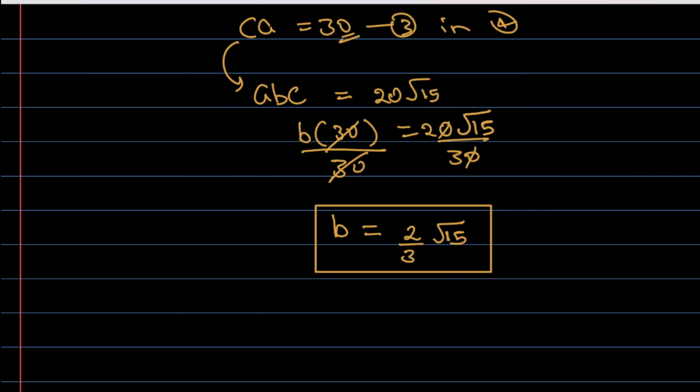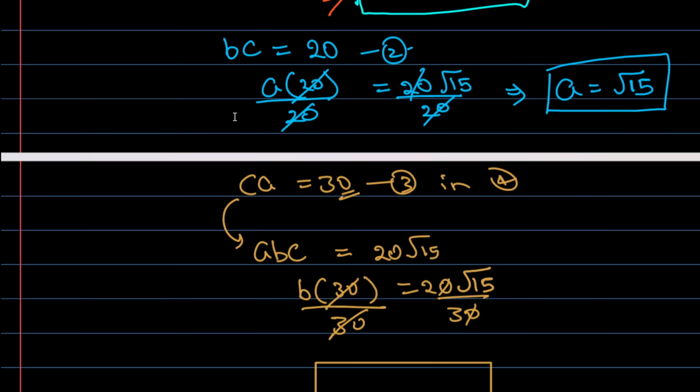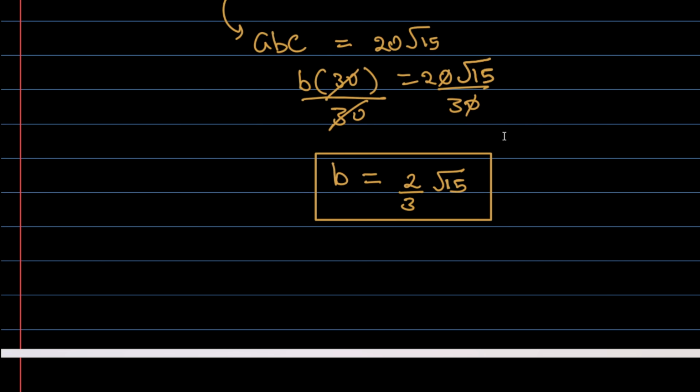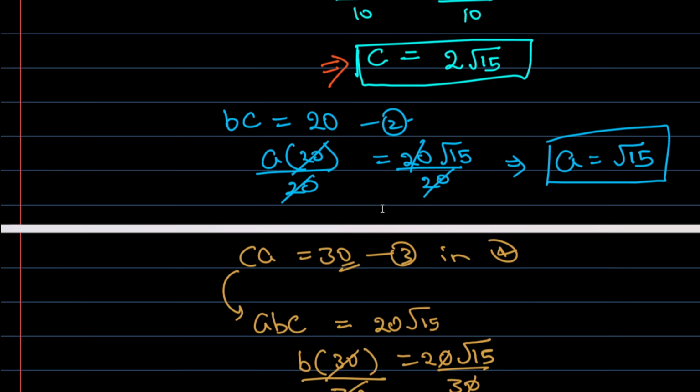So now we have got the value of A, B and C. Our value of C is 2 root 15 and A is root 15. So A is equal to root 15, B is equal to 2 over 3 root 15, and C is equal to 2 root 15, as you can see here.